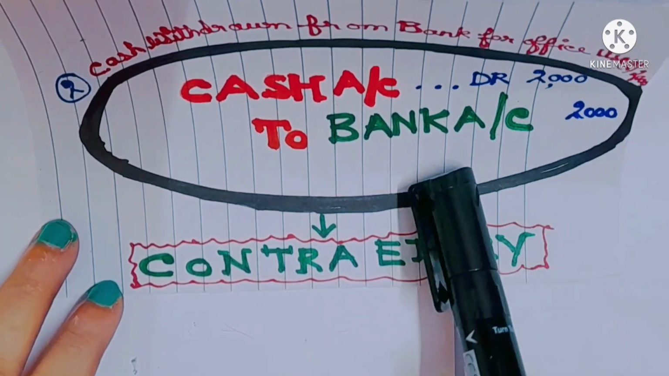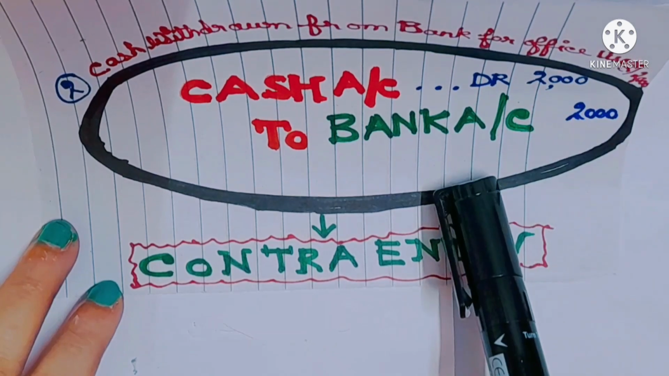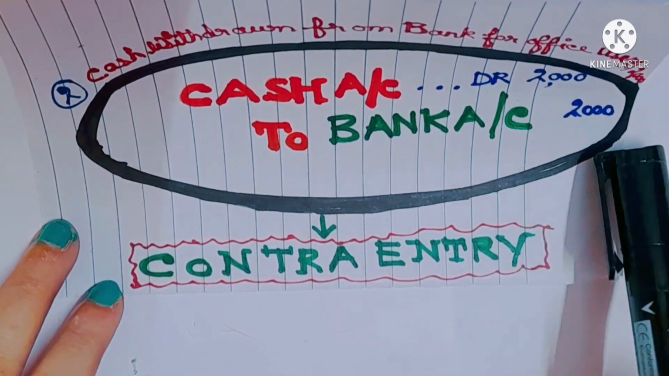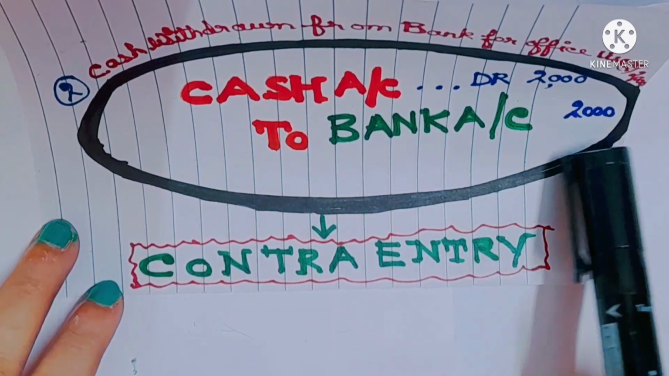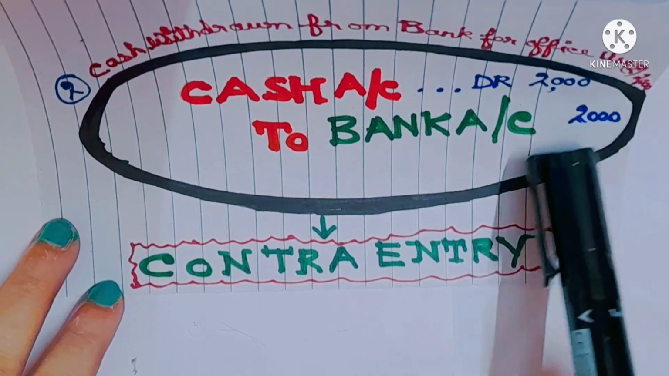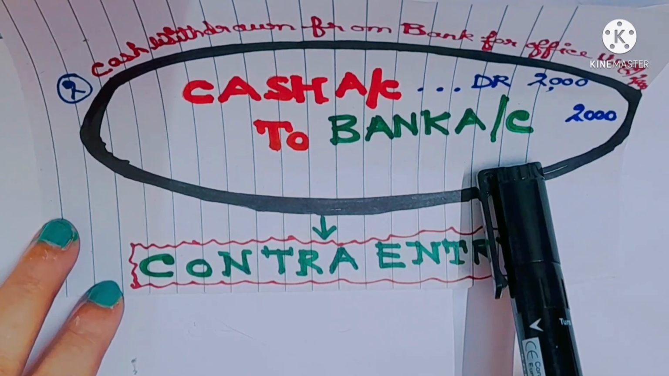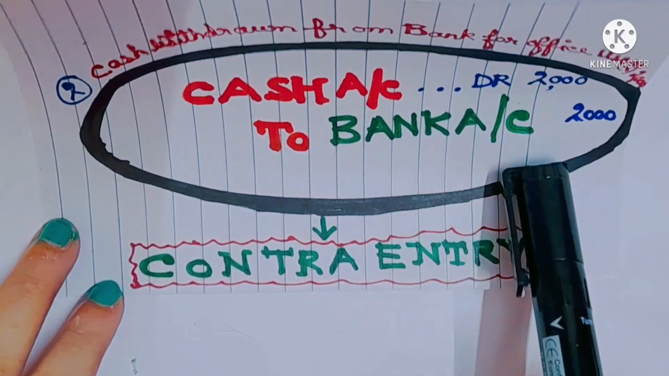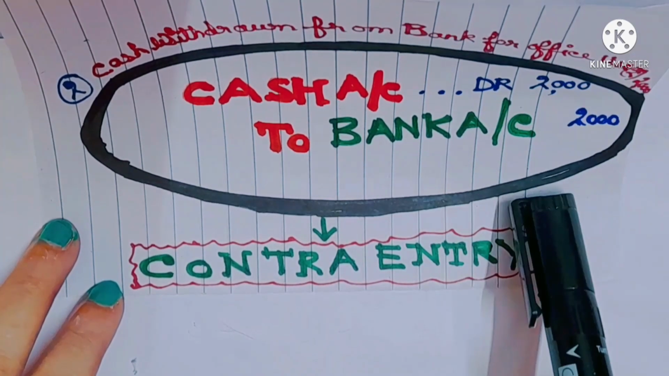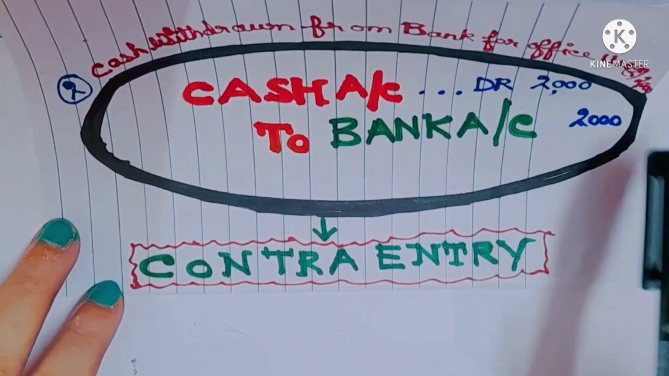Okay? So what is the position of bank account? Since bank account is on the credit side, we'll have to write by cash account in the cash book on the credit side in the bank column 2000. Why we are recording 2000 in the bank column? Because we are looking at the position of bank column. And moreover, when you are writing by cash account, you cannot write in the cash column 2000. Okay? So we'll have to record 2000 in the bank column on the credit side.